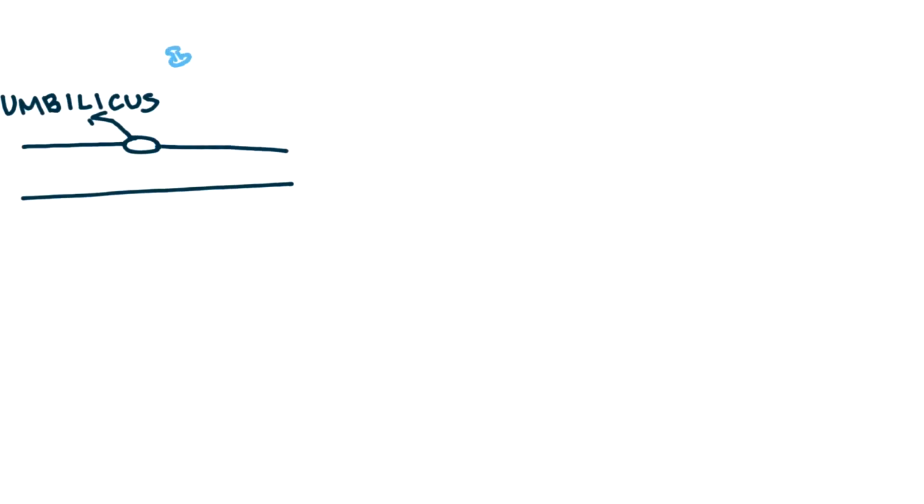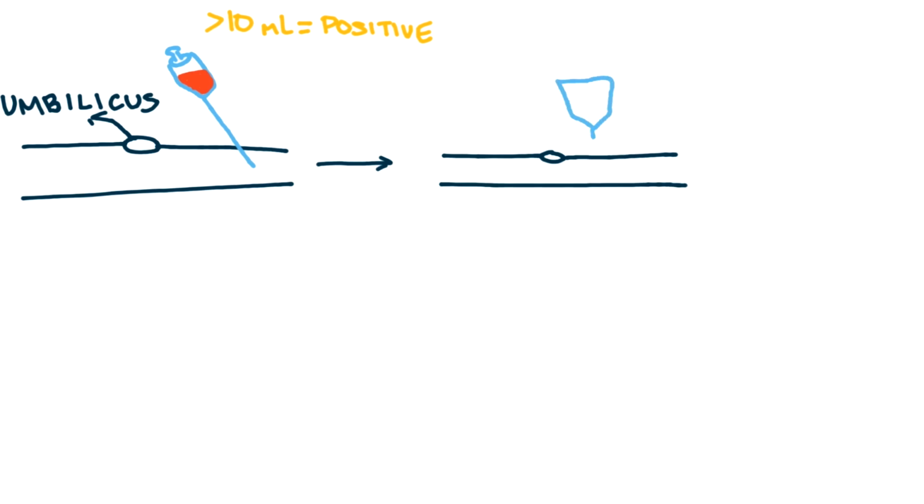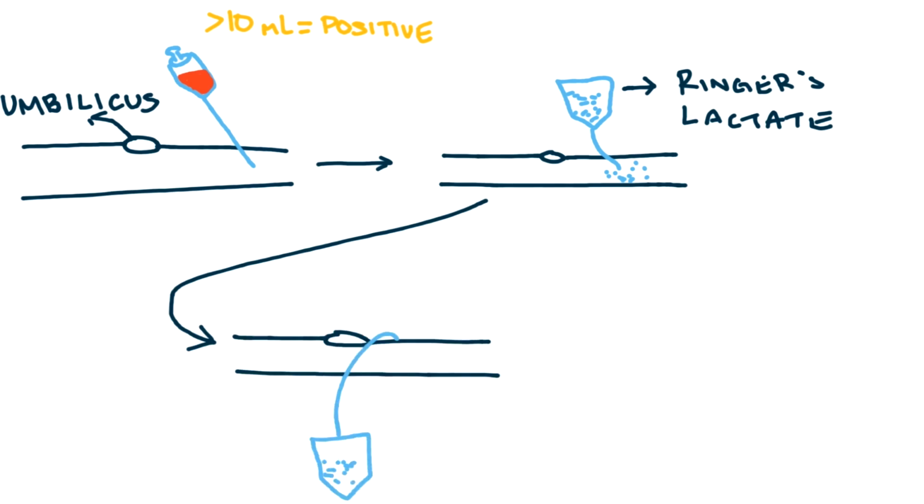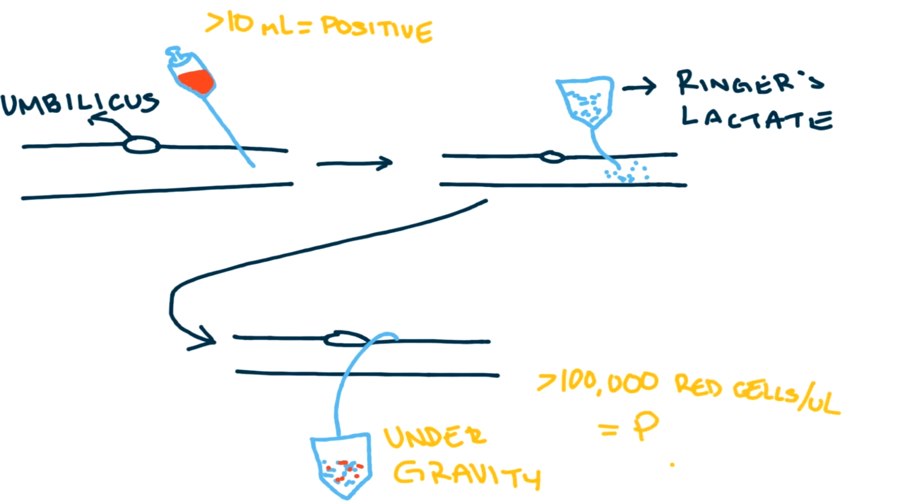Imagine a patient lying on a bed and we are seeing the lateral view. So first, a cannula is inserted below the umbilicus for blood aspiration. If there is more than 10 millimeters of aspirated blood, then the test result is positive. However, if the result is inconsistent, then we infuse 1,000 milliliters of Ringer's lactate to the abdomen, and then drain up the cavity under the effect of gravity. If the drained fluid contains greater than 100,000 red blood cells per microliter of fluid, then it's considered positive.